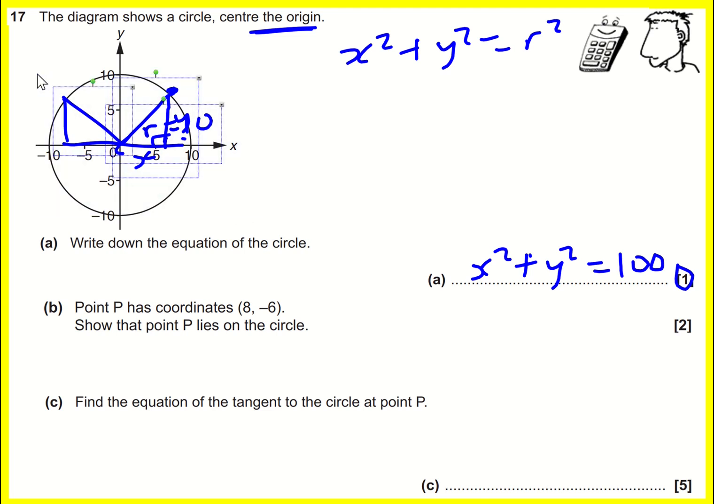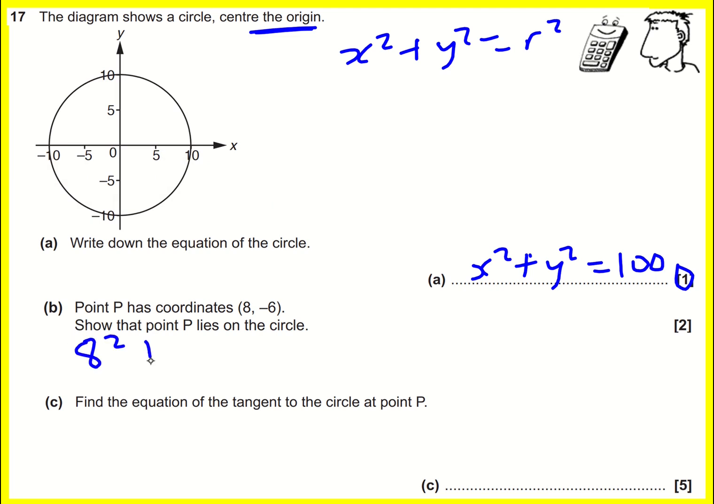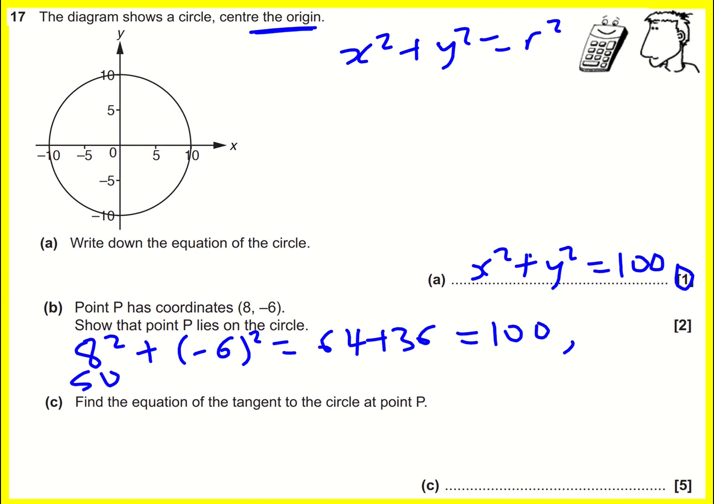Right, good. Point P has coordinates (8, -6). Show that point P lies on the circle. We can substitute into the equation and show that this is true. So 8 squared plus (-6) squared equals 64 plus 36 equals 100, which is what we want, remember? So P lies on the circle. Good to just give a conclusion.